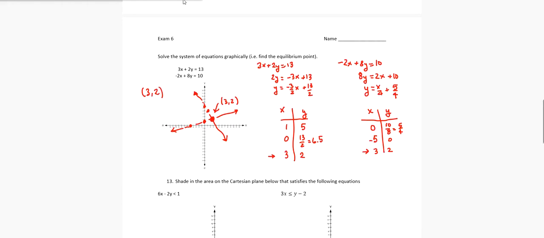3, 2. So the equilibrium point is the solution to the system of equations. So if you put 3 and 2 in here, both of these equations will be correctly solved simultaneously.